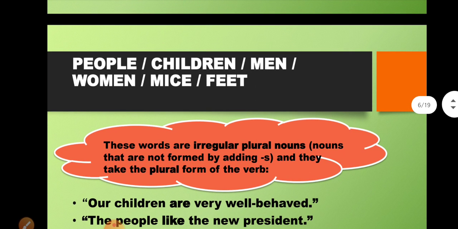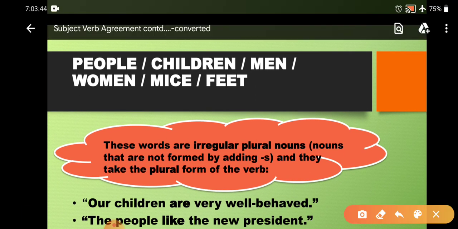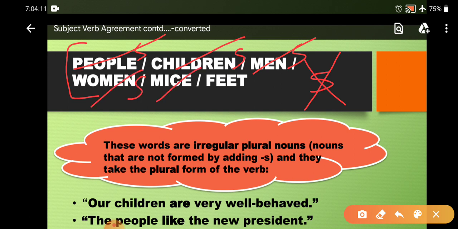Then look at the irregular plural nouns. What are irregular plural nouns? All these, to which we cannot add s. Okay? We don't say peoples. Do we say? No. We don't say children's. We don't say men's. We don't say women's. And we don't say mices or feeds. Alright. So these are irregular plural nouns.